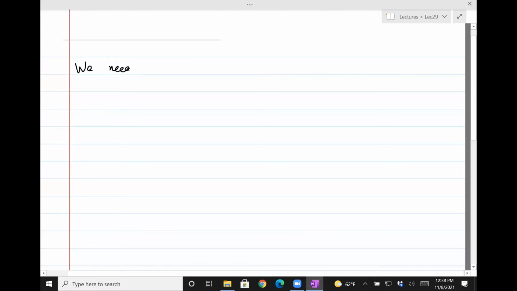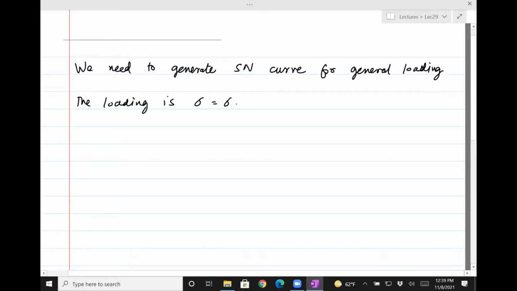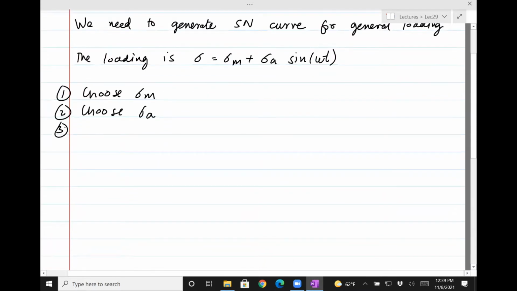So we need to generate an SN curve for general loading, right? So we follow this procedure. The loading is sigma equals sigma m plus sigma a sine omega t, where sigma m and sigma a are the things which we change. So we choose sigma m, we choose sigma a, and apply the loading for a number of cycles, sigma equals sigma m plus sigma a sine omega t, till failure.